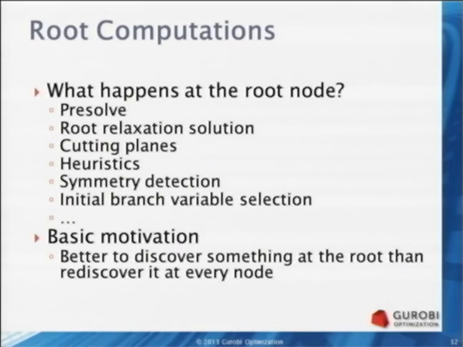At the root node, you're generating cutting planes, you're applying heuristics to try and find feasible solutions that satisfy the integrality constraints. Symmetry detection, branch variable selection, there's a long list of things that are done at the root node, and the list keeps getting longer as the technology improves. And the basic motivation for doing all these things at the root node is if there's something that's true about the problem, you're better off discovering it once at the root node than rediscovering it at every node in a branch and bound tree.